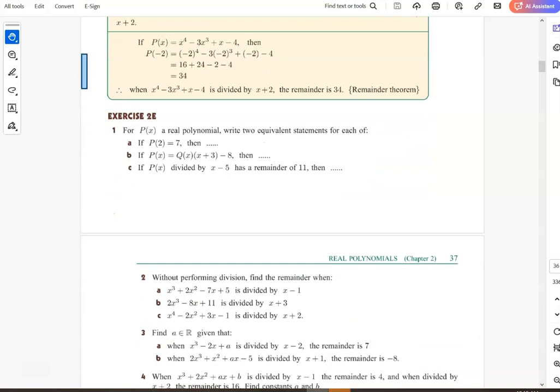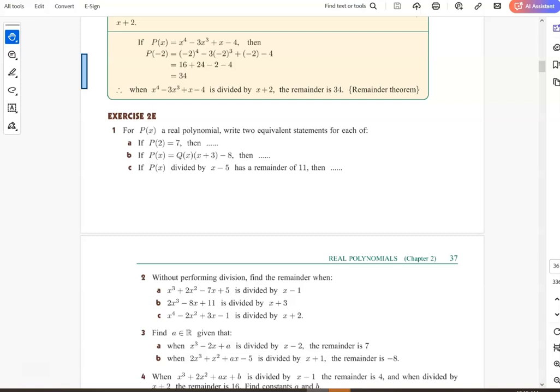So for p of x, a real polynomial, write 2 equivalent statements for each. We're going to do that verbally. I think just one each will be fine. P of 2 equals 7. What does that mean? If you divide by x minus 2, it will have a remainder of 7.